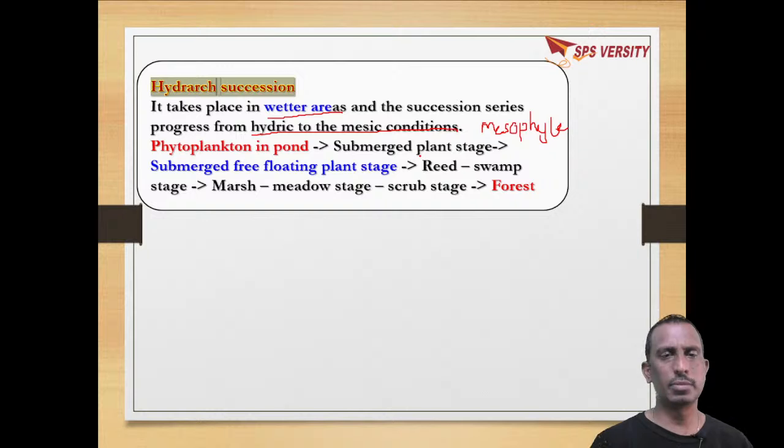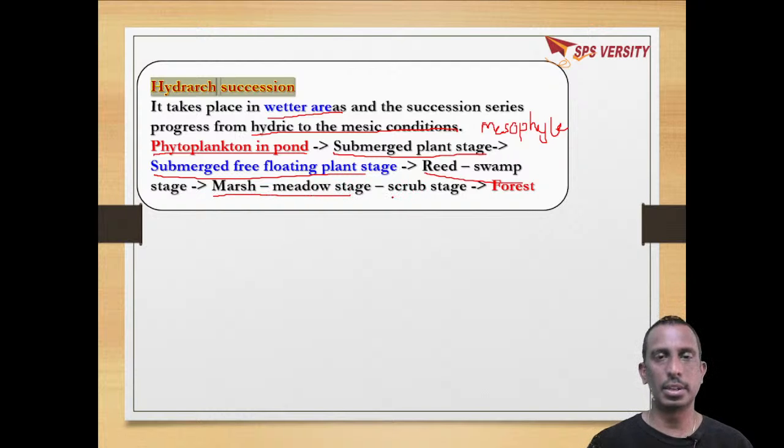So initially it starts with water. For example, in a pond, it starts with phytoplankton, which are the producers of the pond. Next, the submerged plant stage. Next, the submerged free floating plant stage, and next is the reed swamp stage, and next the marsh meadow stage, next the scrub stage, and the final stage is forest. That is, the climax community here is the forest, which is a mesic condition, whereas the pioneer is the phytoplankton in a pond.